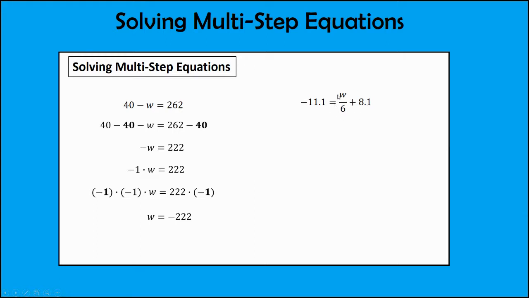Okay, this w divided by 6 is my variable term, so I want to isolate it. How are we going to do that? Well, the first thing I did is I interchanged the two sides, which is called the symmetric property, because I like to solve left to right.